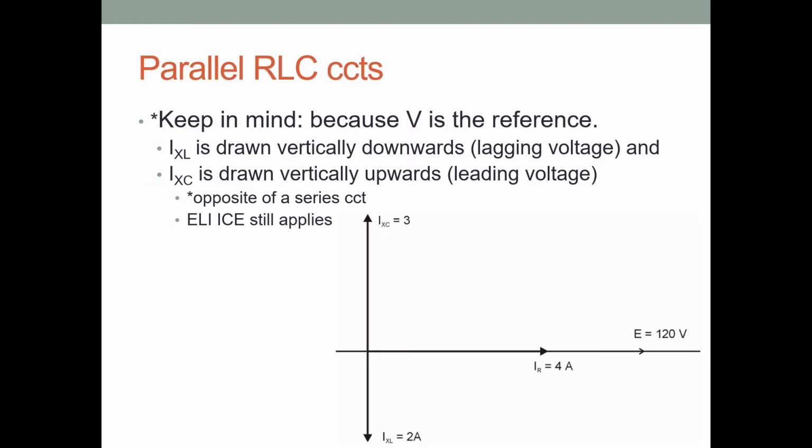We still have ELI and ICE supplying, so we still have lagging current for IXL and we still have leading for IXC. However, when we put that on the chart, since my voltage is now my reference line, my current for my resistance is still in phase, but my current for my XL portion is now going to be at 270 degrees, and current for my XC portion is going to be at 90 degrees. IXC is still leading E, IXL is still lagging E, but the only thing that is different is our perspective when we look at our charts.